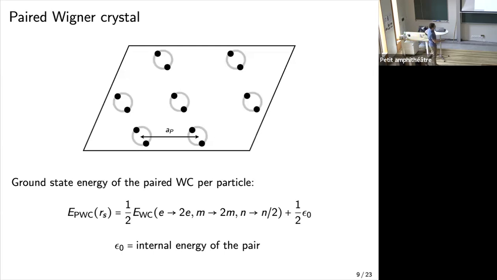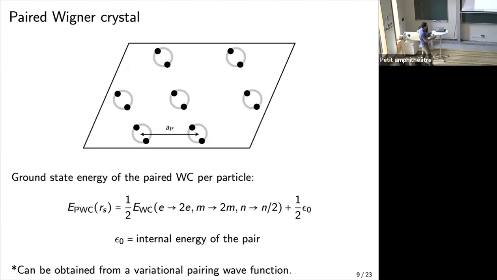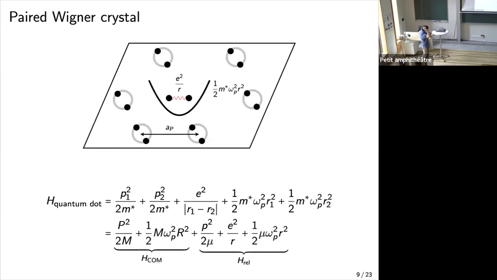So how should we think about the internal energy of one of these pairs? Let me just say that this kind of hand-waving decomposition of the energy can also be obtained from an appropriate variational pairing wave function of a BCS type. Good. So how do we think about the internal energy of the pair? Well, we can again just zoom in on one of these pairs and open it up.